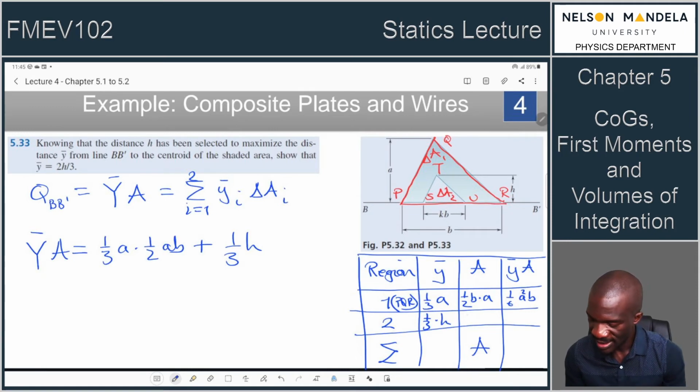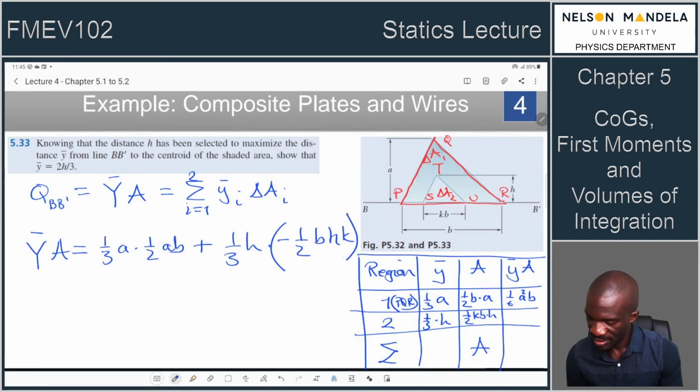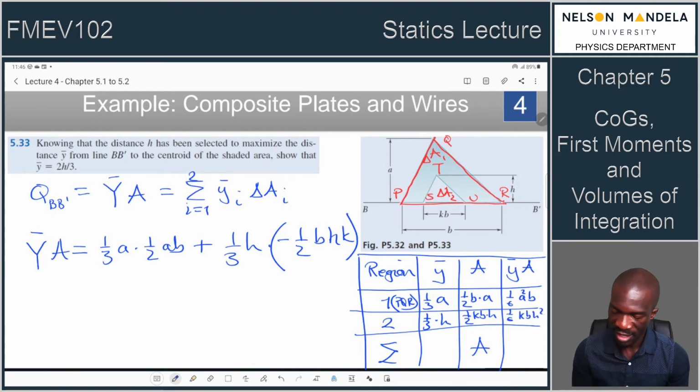So we would write that area as half of, what is its base? Its base is KB, its height is H. So that would be minus, multiplied by minus half of BHK, isn't it? Half of BHK, KBH. Then that would form 1/6 of, the H is what will square, so KBH squared, half of KBH squared.